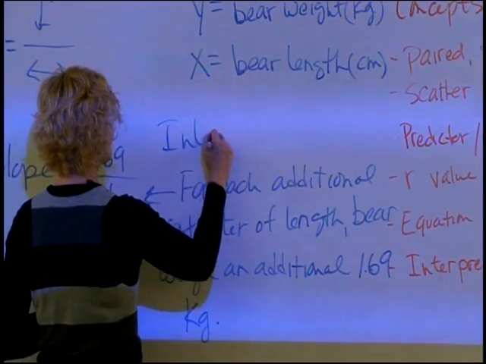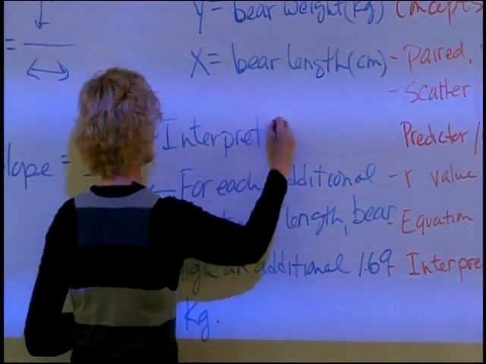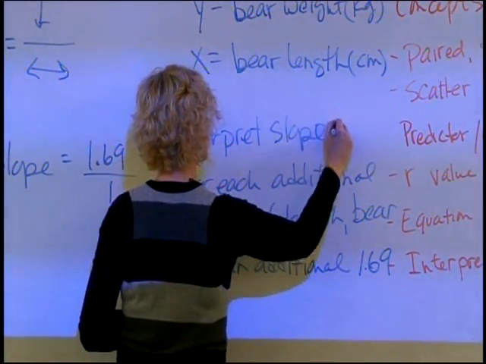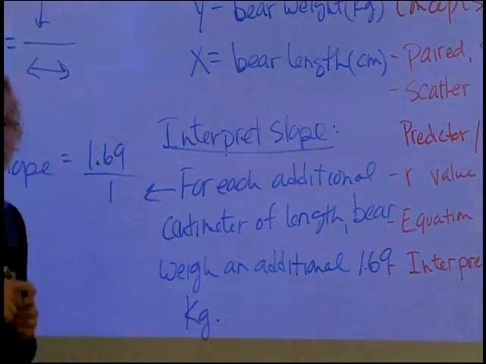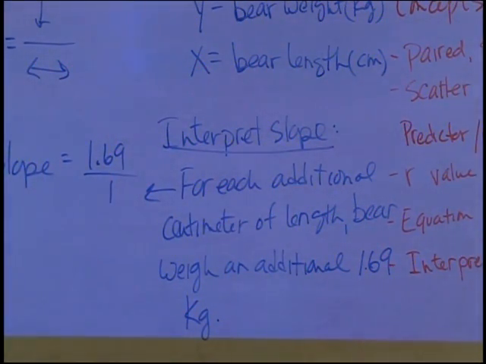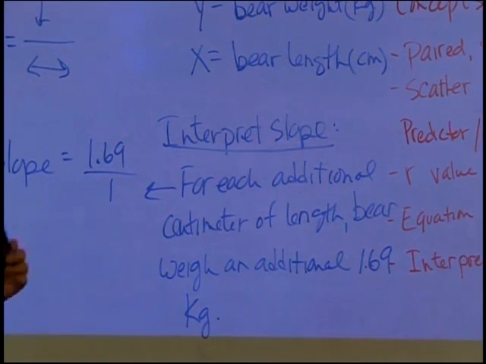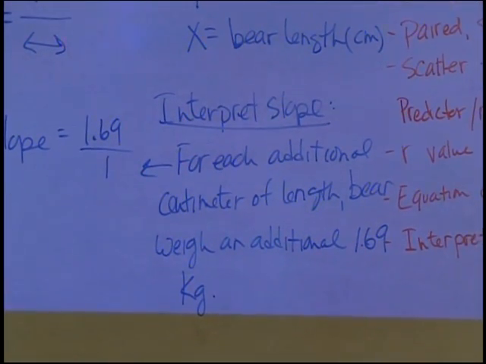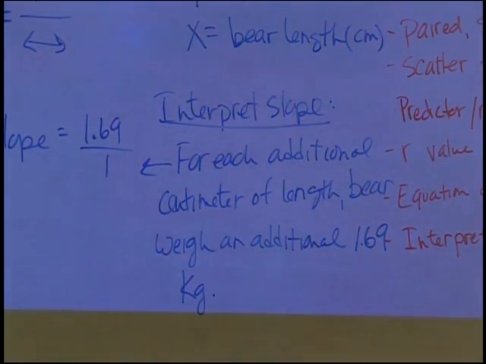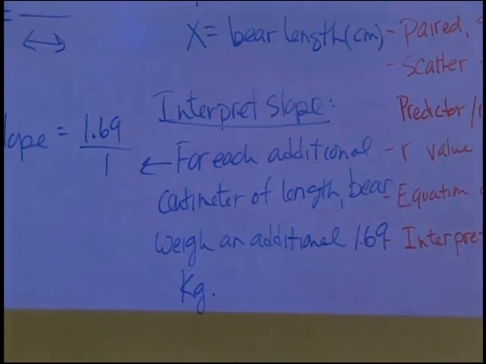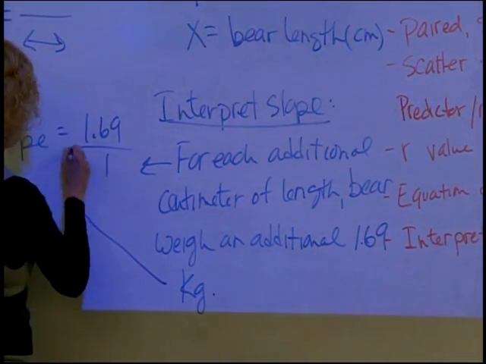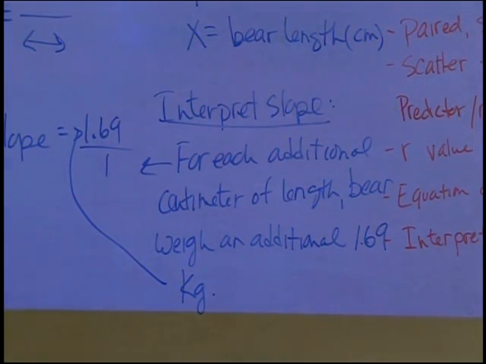So if I asked you to interpret the slope, everything goes back to the problem. Bear weight in kilograms, bear length in centimeters. You with me? Yeah? So for each additional centimeter of length, the bear weighs an additional 1.69 kilogram. In general, right? In general.